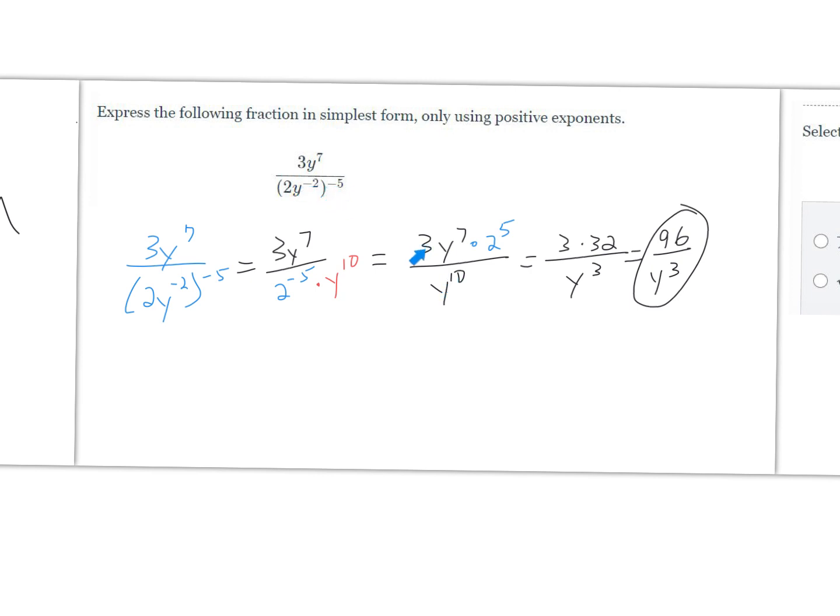So now we have a 3 times y to the 7th times 2 to the 5th in the numerator divided by y to the 10th. The y value, since we have 7 at the top and 10 at the bottom, we could do 7 minus 10, which is negative 3. That would be y to the positive 3 in the denominator. And then at the top, all we have left is 3 times 2 to the 5th. That's 3 times 32, which is 96. So 96 divided by y to the 3rd would be our final answer. All right.